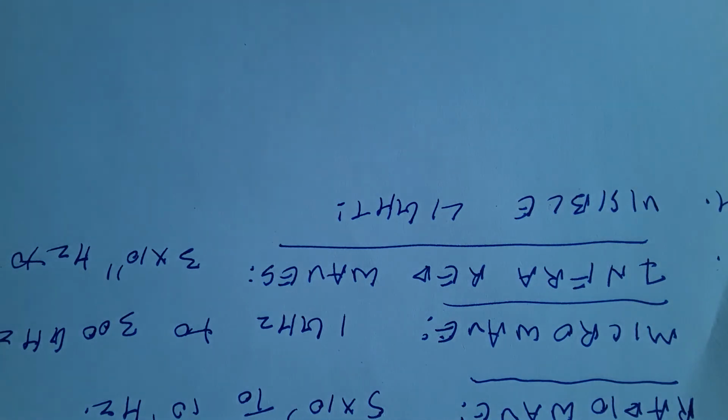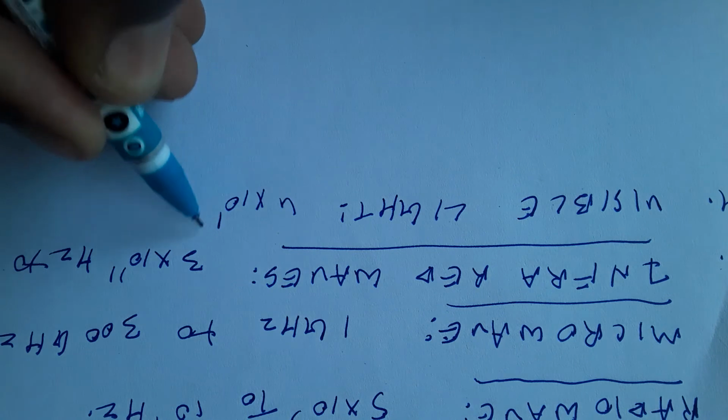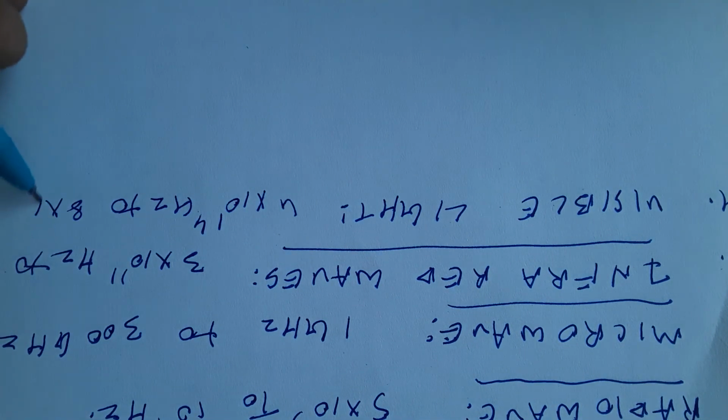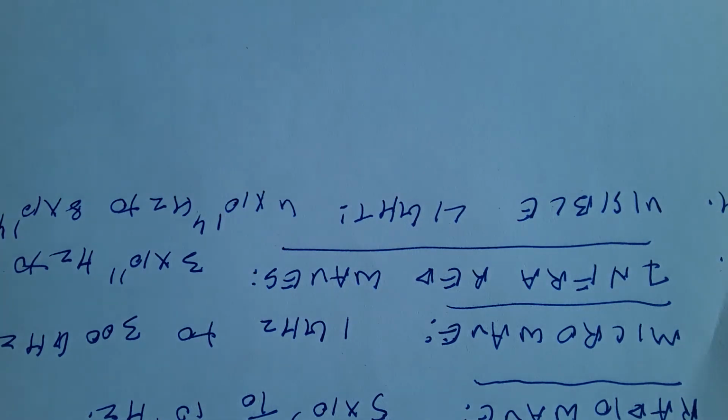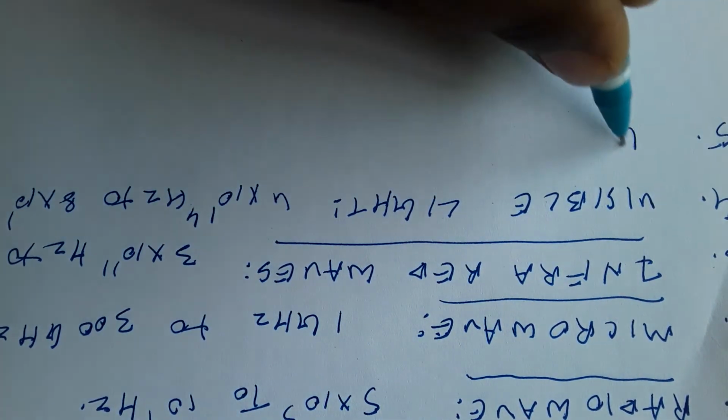The frequency range of this is 4 × 10^14 hertz to 8 × 10^14 hertz. What are the uses of visible light? These are used in electric bulbs and tube lights, in moving screens in cinema halls, and in lasers. Now next is ultraviolet.